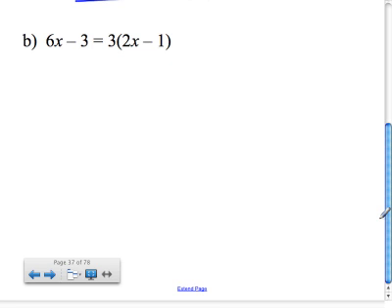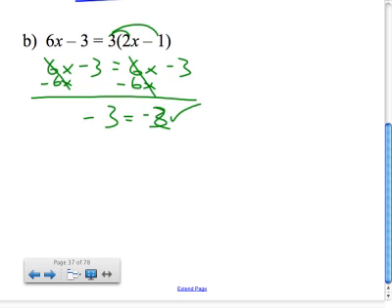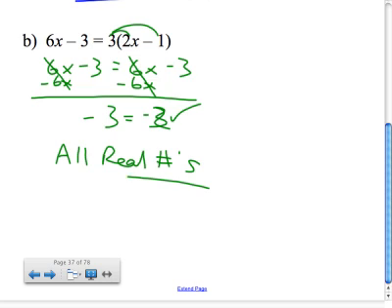If I take a look here at part B, again, distribute and simplify. So 6x minus 3 equals 6x minus 3. Okay? Subtract your 6x from both sides. They cancel. You get negative 3 equals negative 3. Whoops. That is a true statement. Therefore, all real numbers is your solution. Okay? Or infinitely many solutions would be the equivalent.